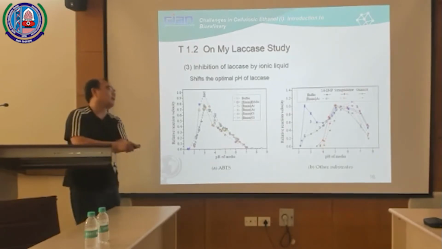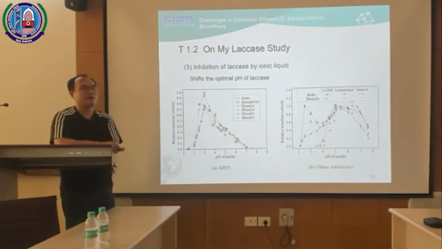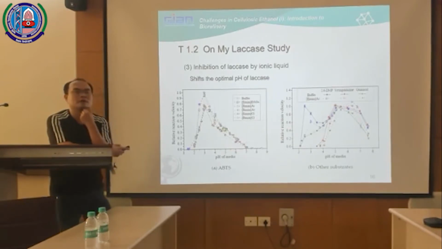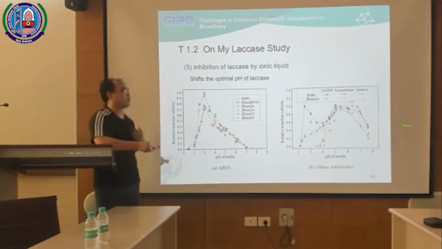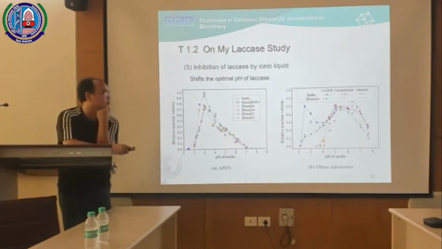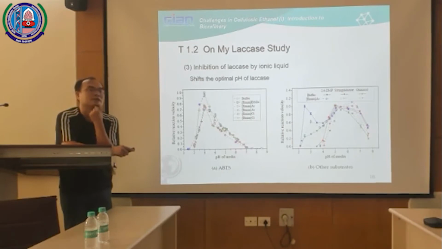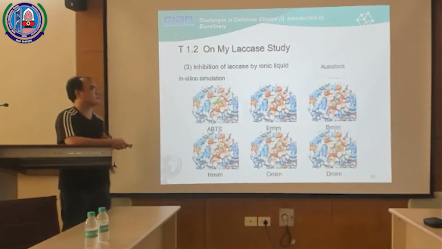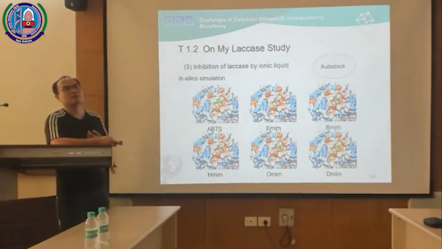If you read publications, you will find reports about the effect of ionic liquid on enzymes. Different groups give different results. Someone says it's inhibited, someone says it stimulates the activity of lactase. And we explained that because of the shift of optimal pH. And why does it shift? Because of the formation of the complex.